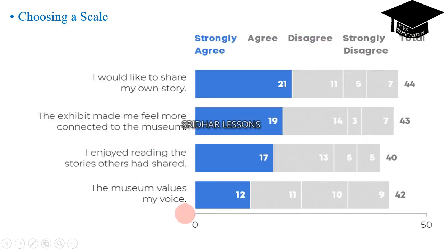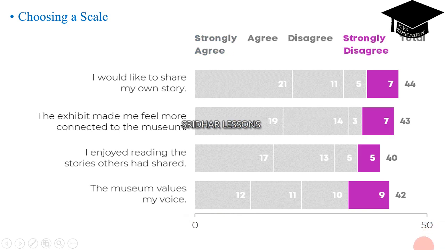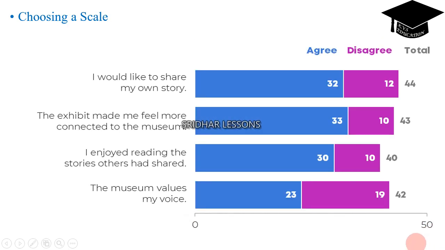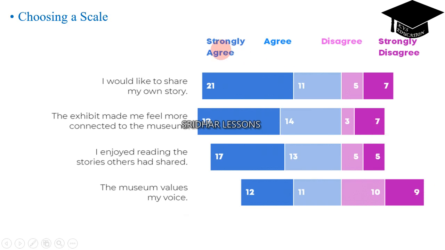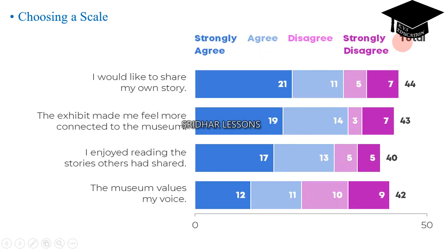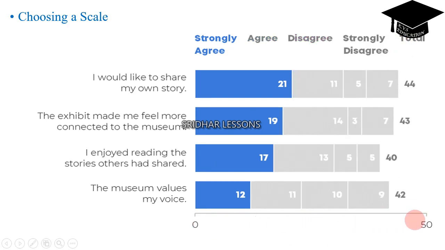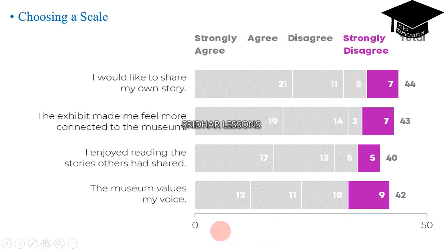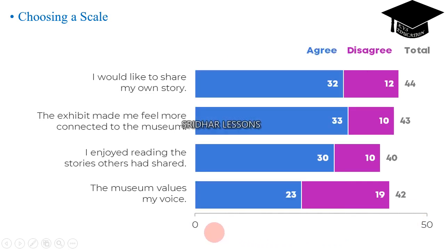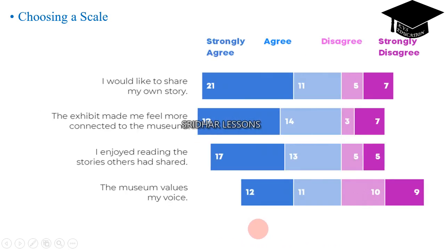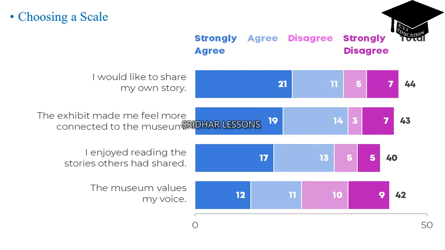Choosing a scale from 0 to 50 of persons, we can choose the scale like this. On a particular issue, those who strongly agree, disagree, and strongly disagree. So like that, we can take the scale. These are all the arrangements of organizing the data. This is how we may take a scale.